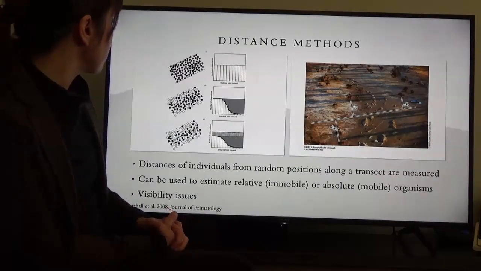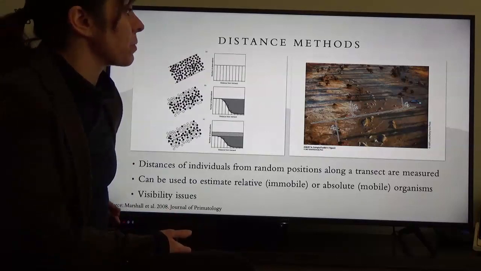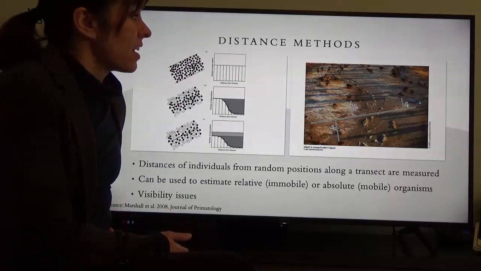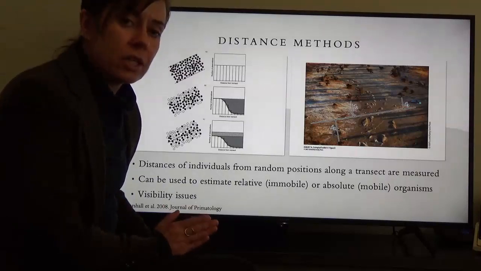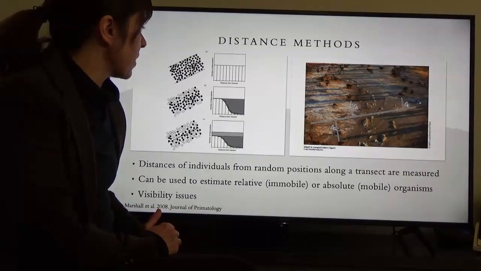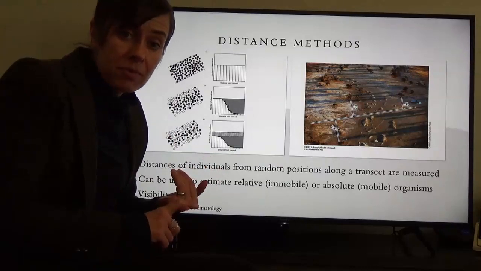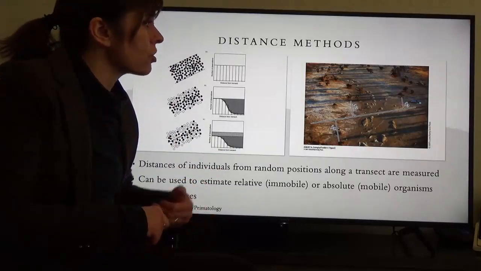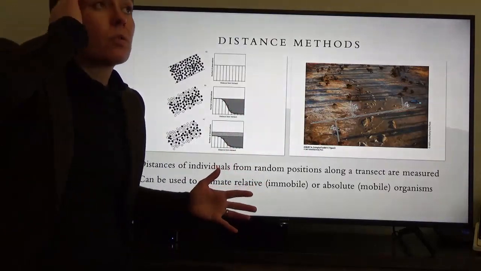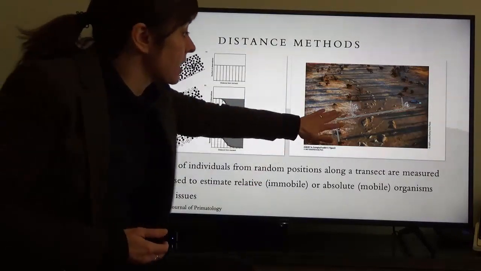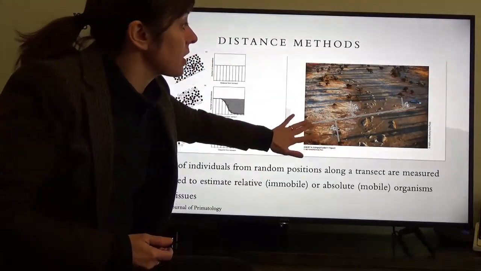Okay, now moving on to what we refer to as distance methods. So, using quadrats is not ideal in every situation. A lot of times, for example, you have mobile organisms, or you're trying to sample across a much larger area, or you've got larger organisms. In this case, we see these trees along this transect.